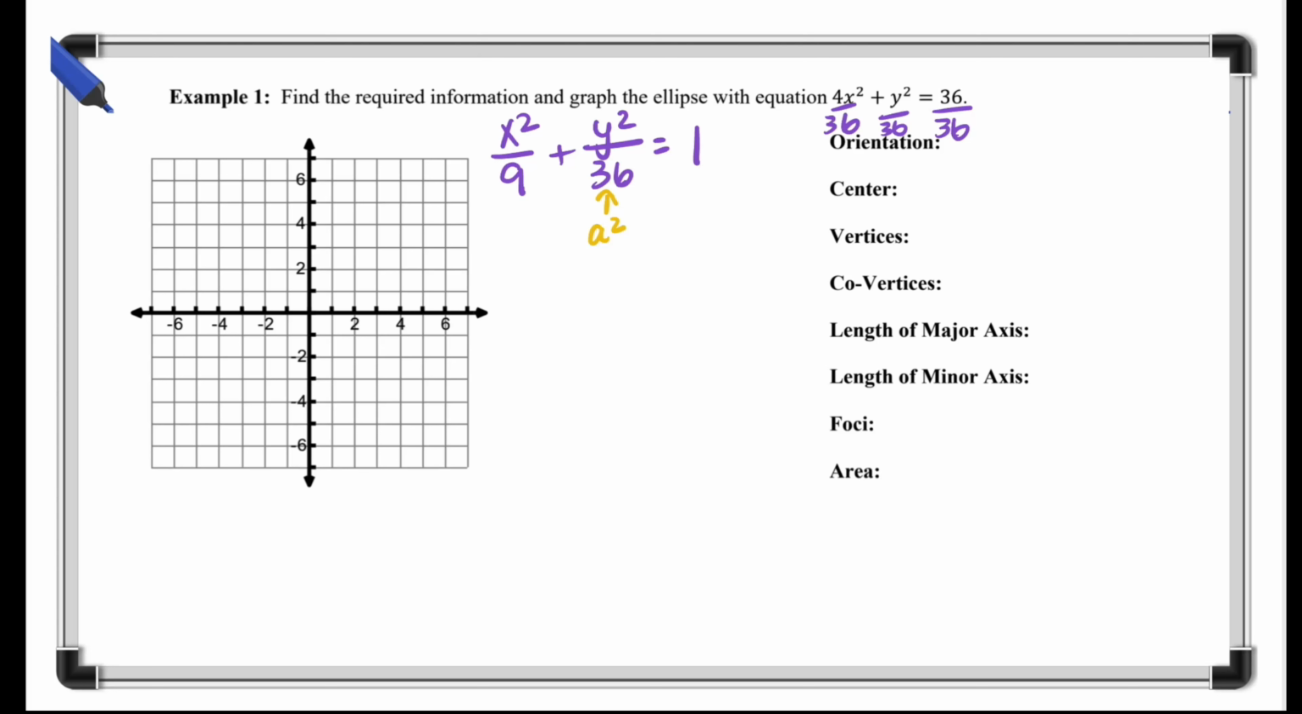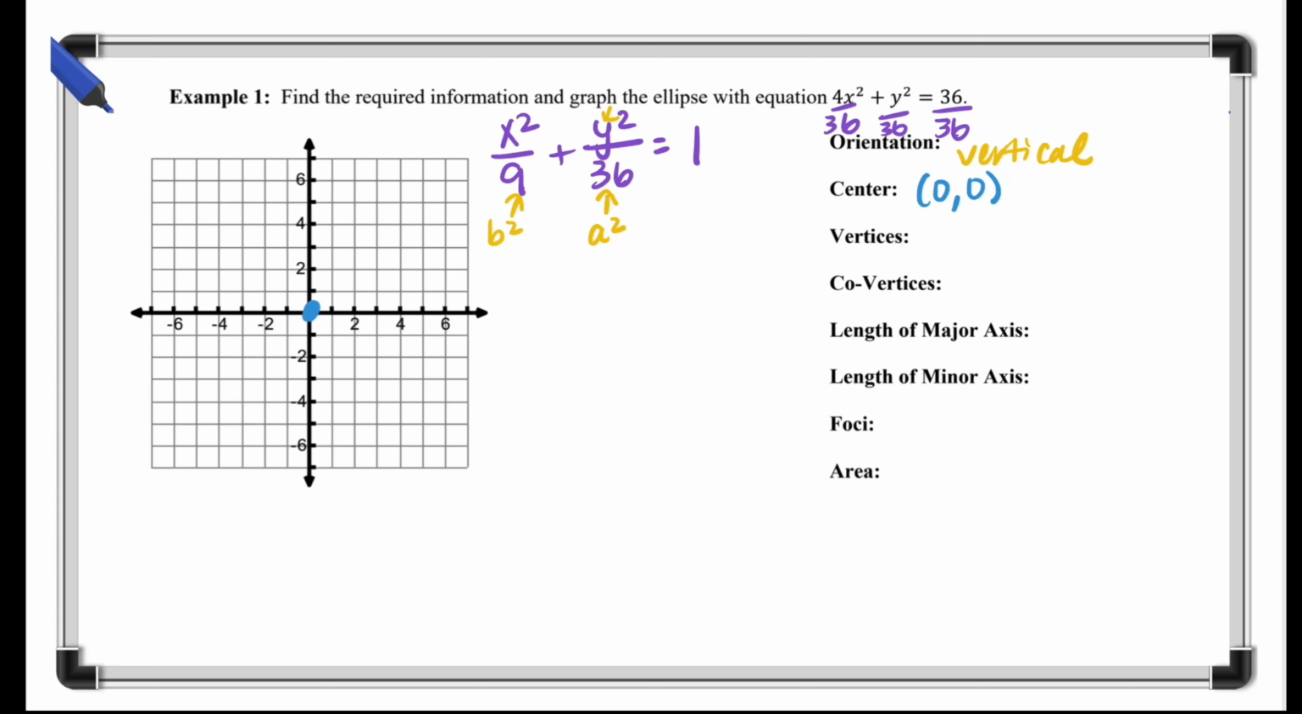This is your a squared, which means it's on the y, which means your orientation is going to be vertical. So you're going to have a vertical major axis. And then this one is going to be your b squared. Now, in order for you to find the center, we are looking at the x squared and the y squared. So if you had a number there, that would be your center. But we know that if there's no number there, it's 0. So your center is at 0, 0.